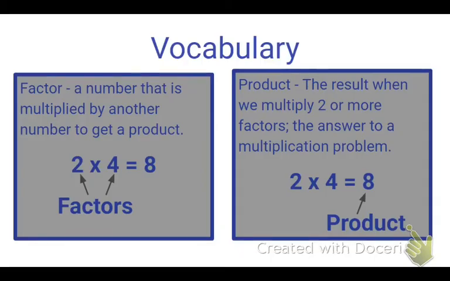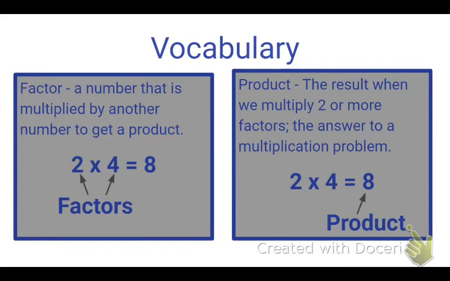Okay, so here's our vocabulary for this lesson. First off, we have the word factor. Can you see that definition up there? Read it real loud for me, Travis. A number that is multiplied by another number to get a product. All right. So it's basically the things we're multiplying together, right? So if you look at my example problem, the two numbers that we're multiplying are what we call factors.